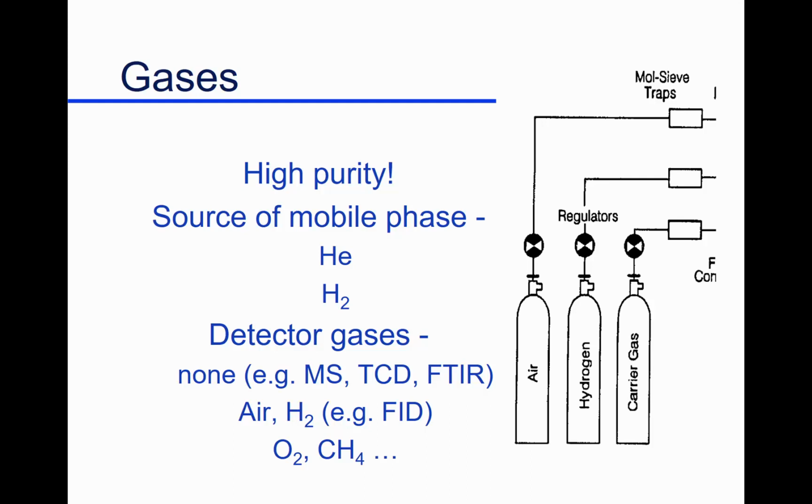And as I said, our mobile phase is typically helium or hydrogen. And this is really an important decision. We'll talk more about that a little bit later. So that's our mobile phase, either helium or hydrogen. That's what goes through our column, gets our separation. And then, as I said, we need something perhaps as a detector gas.